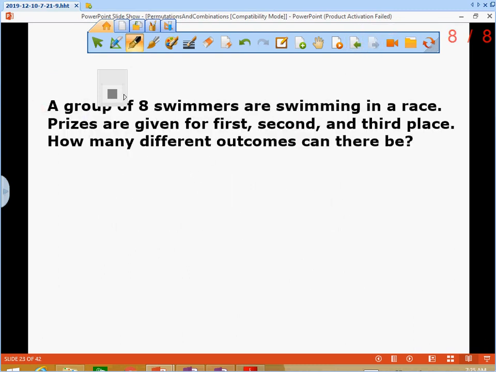Last example for today. A group of 8 swimmers are swimming in a race. So I have the word race. And I have first, second, and third places. So there is arrangement. There is order for the players who are playing this game, right? So how many different outcomes?